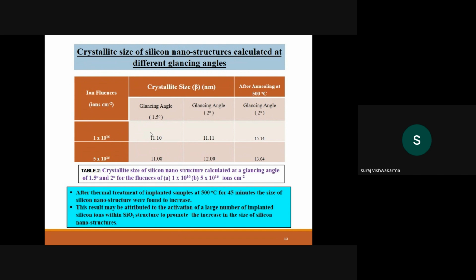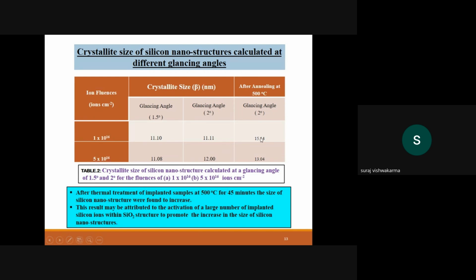Crystallite size we measured for two samples, that is 116 and 516. The calculation was done before annealing. There was no thermal treatment given. But after we gave the thermal treatment, unfortunately, we could not do this glancing angle analysis for the other angle, but for 2 degrees we did it properly.